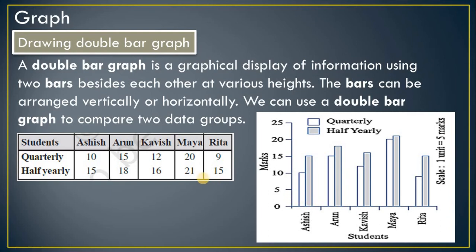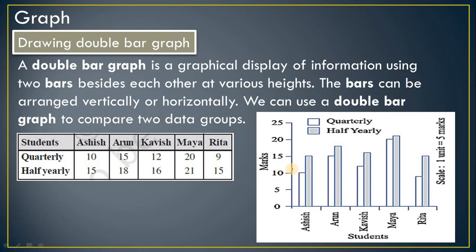So in quarterly Ashish has 10 marks, and in half yearly he has 15 marks. So the second bar graph height is more. And here about Arun, the first one is 15, the second is 18. So 18 means like that. About the third student, Kavish, 16 marks. 16 marks means just after 10, because in between a total of 5 values are there. It is represented like that.